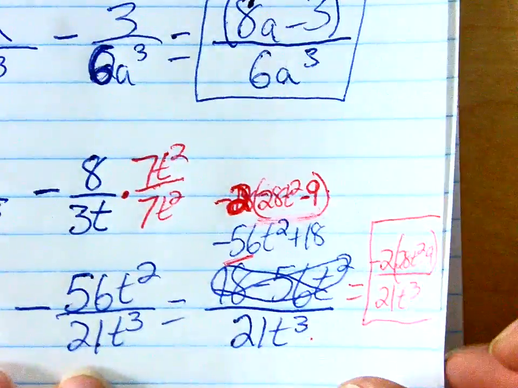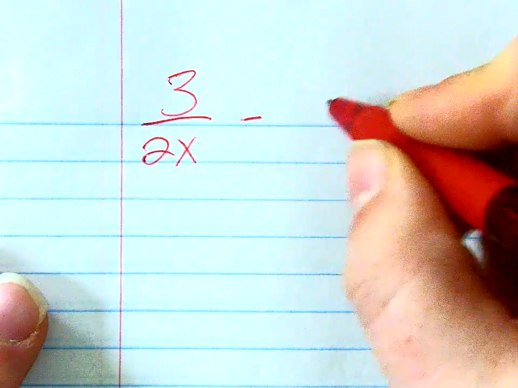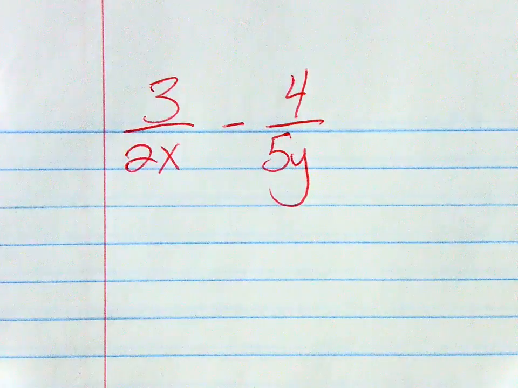Okay, one more before I end this video and we try a tougher one. What happens if you have something where they don't match? What if I just gave you, how about 3 over 2x minus 4 over 5y? I just want you to try this one where everything is totally different. Get common denominators here, and then we're going to do a tougher example. So, again, if you want my advice, get your numbers the same first, then worry about the variables.